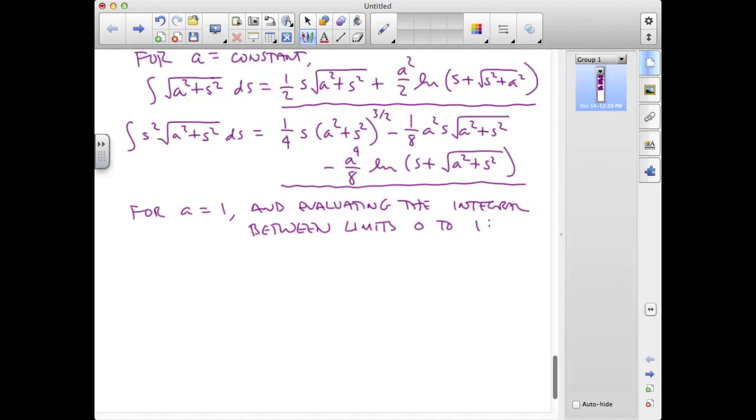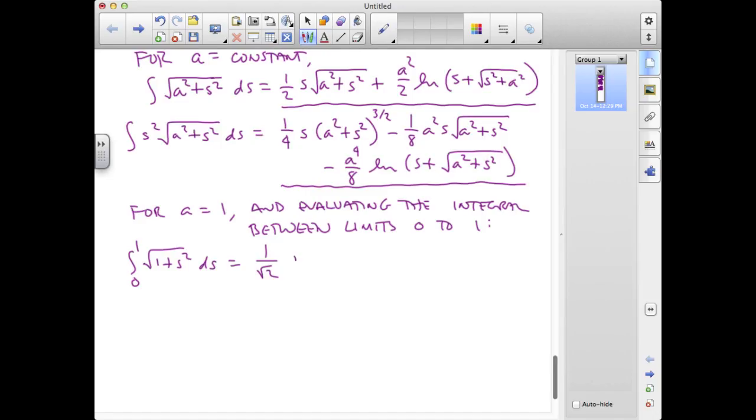So for a equals 1, we can take a look at what these individual terms are going to produce between the limits of 0 and 1. In particular, I'll just call your attention to the natural log term. With a equals 1 and s equals 0, we're going to have a natural log 1, which is also just 0. And so, for instance, for the first term, for this integral from 0 to 1, root 1 plus s squared ds, for the upper limit on the first term, we have just square root 2 over 2, which is 1 over root 2.